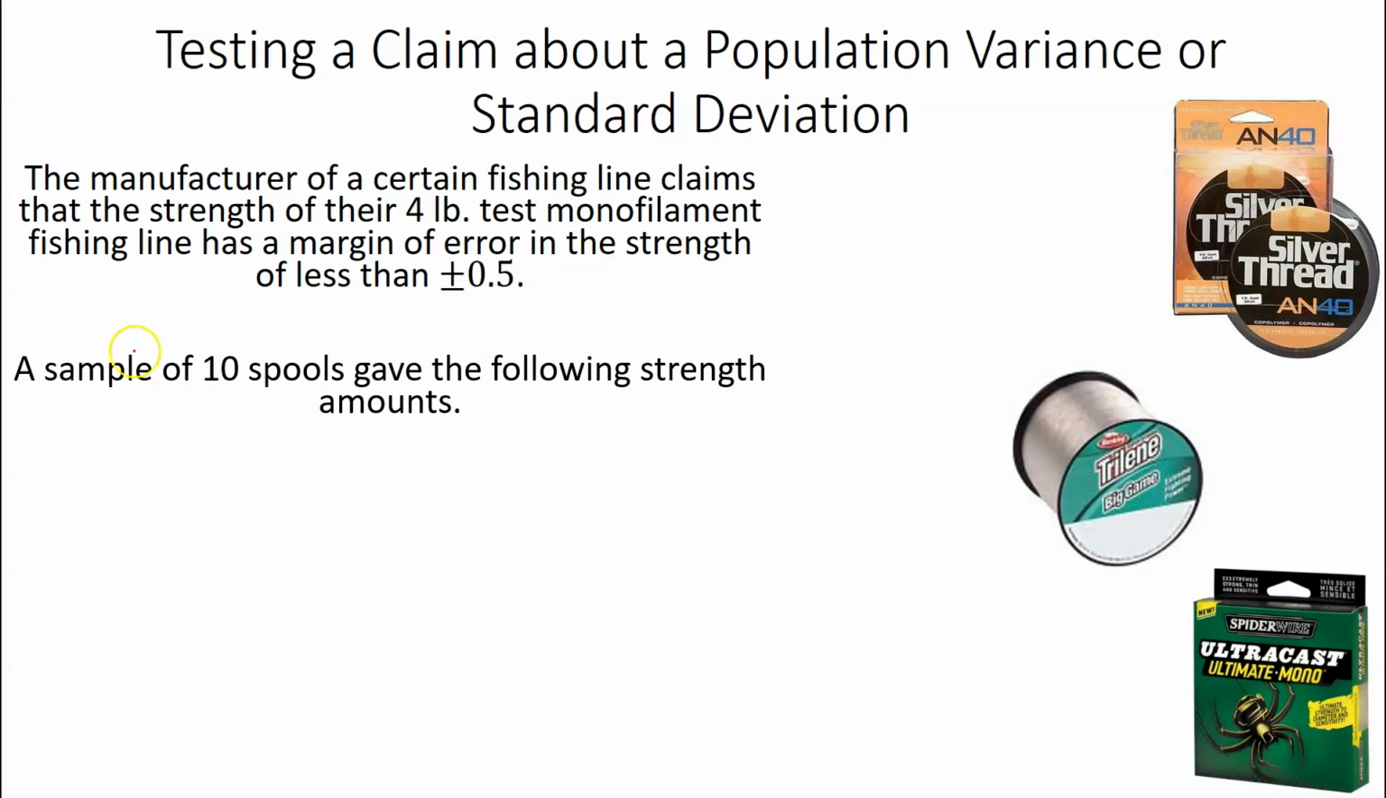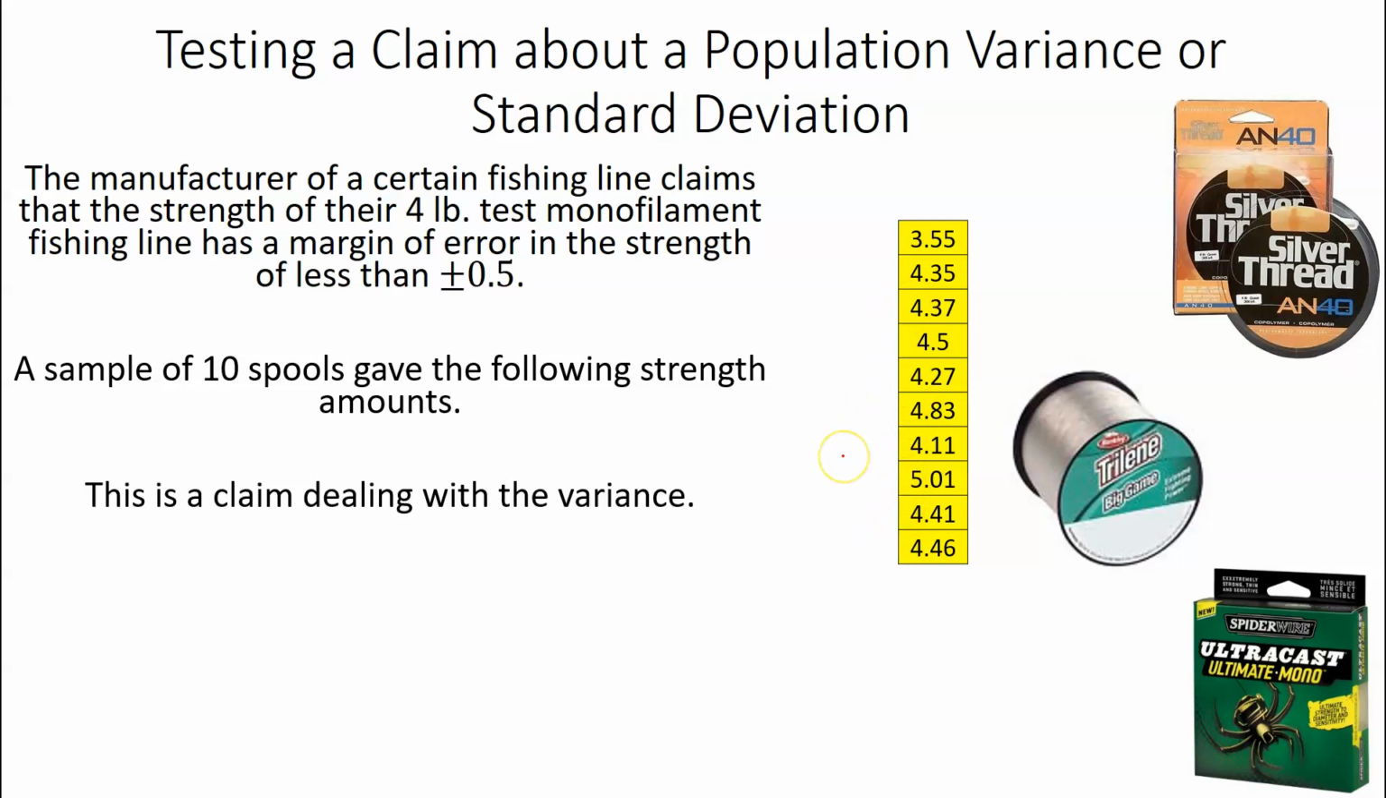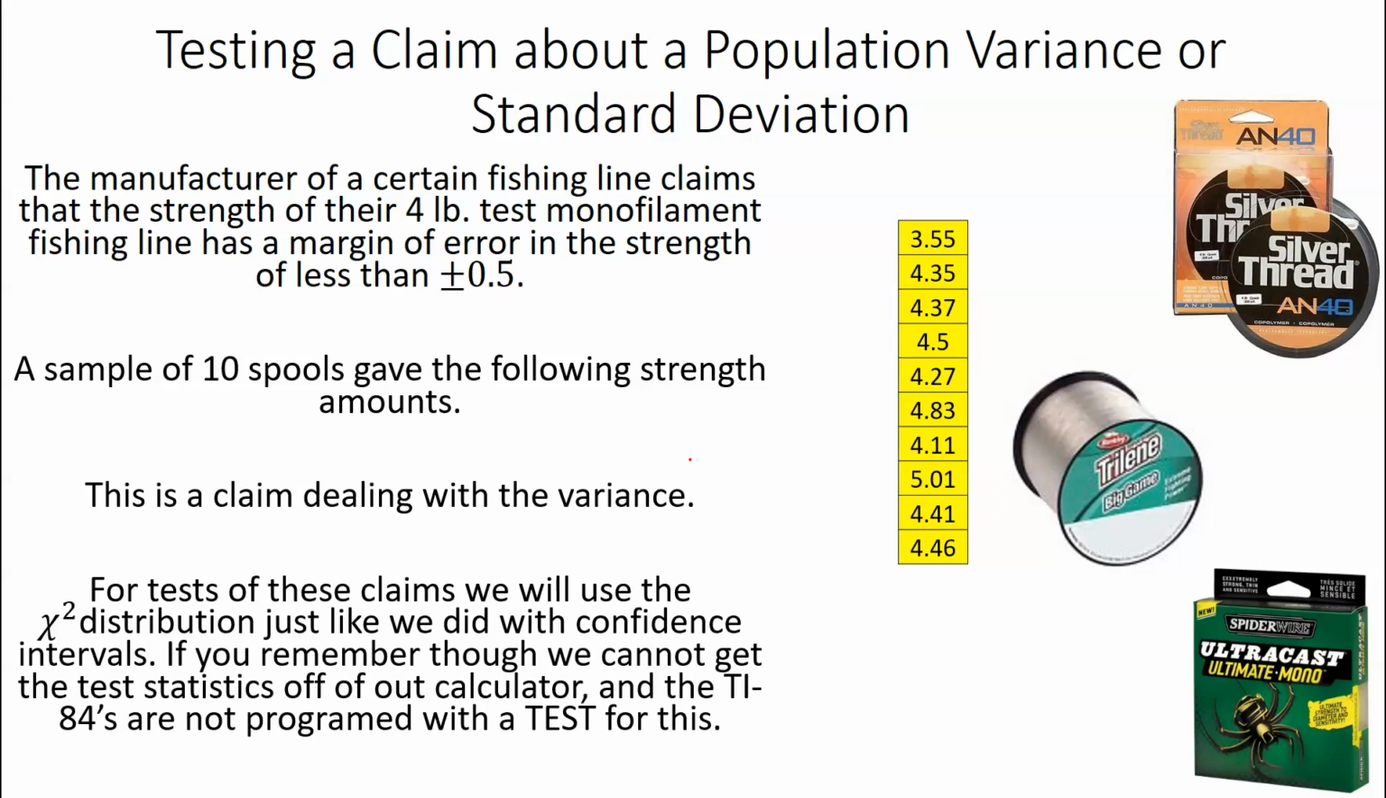If you go through that and take some samples, I got 10 spools, they give the following strengths. And I'm going to have some data here. So we've got some strengths that have been tested. And of course, we've got some that are over and some that are under. There's some randomness involved with this here. And of course, this type of claim is a claim that deals with variance. How much variation is the manufacturer saying is possible? And how much variation are we seeing when we take the sample?